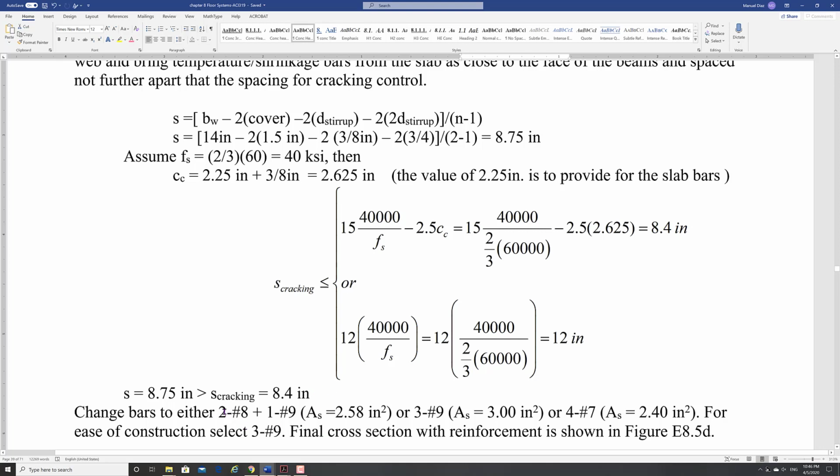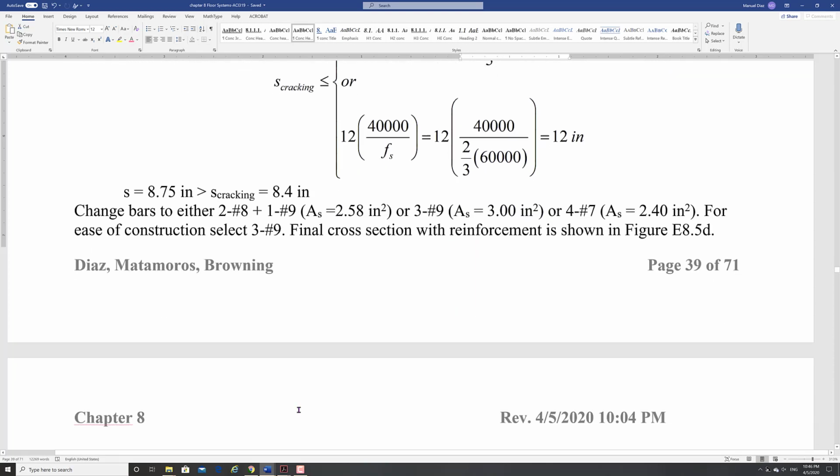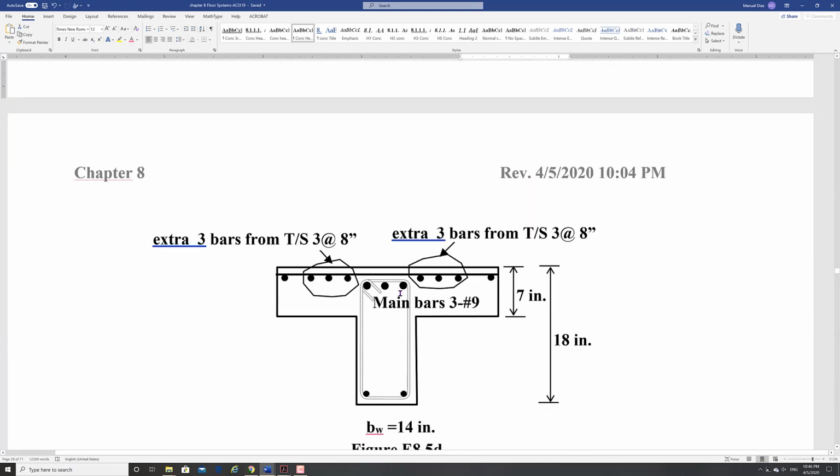And so these are the options: 2 number 8s plus 1 number 9, or 3 number 9s, or 4 number 7s. And I just picked 3 number 9s. And so we're going to put 3 number 9s in there. And this is what I was telling you about, right? So there is the cover for the bar from the slab, the temperature bars that you have on the slab, then the stirrup, and then your bar, right?